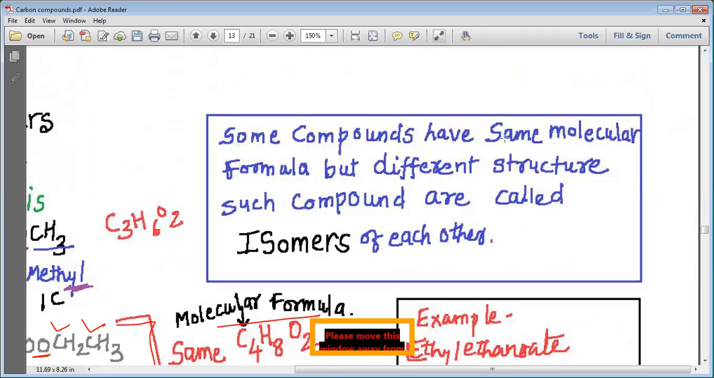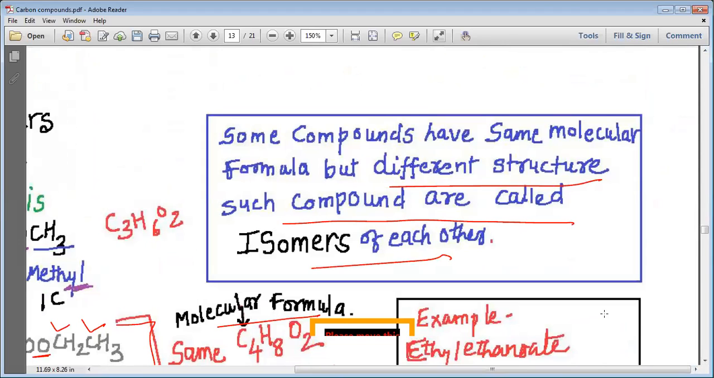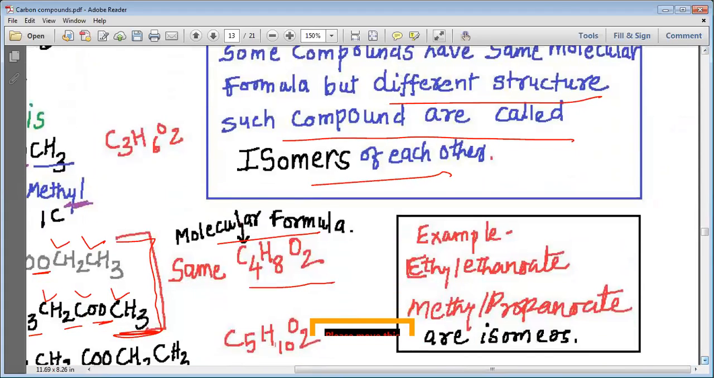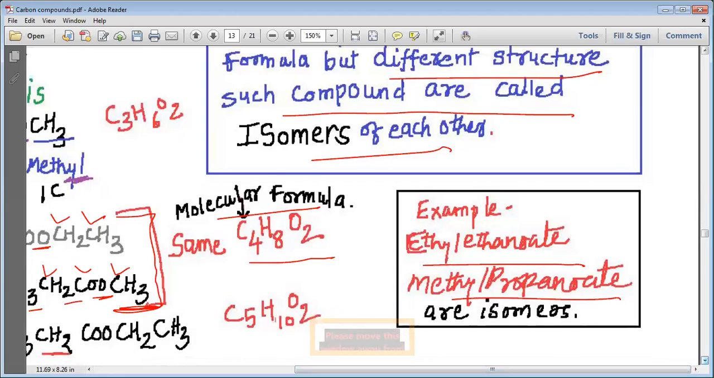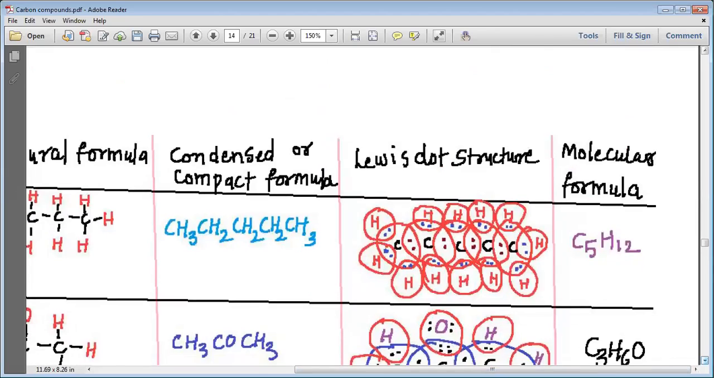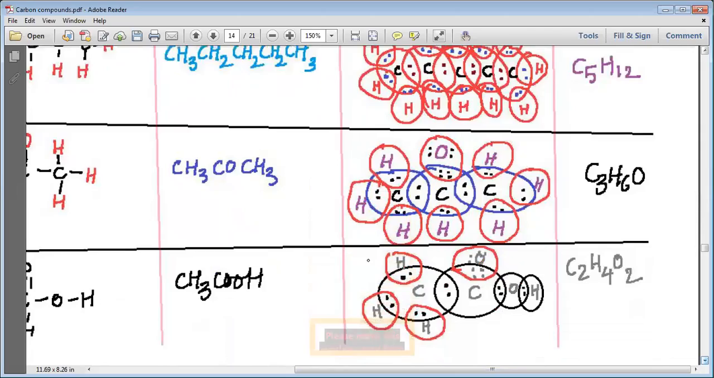Some compounds have the same molecular formula but different structures. Such compounds are called the isomers of each other. So my dear students, we can see here that ethyl ethanoate and methyl propanoate are also the isomers of each other. And let us study this isomerism in detail.